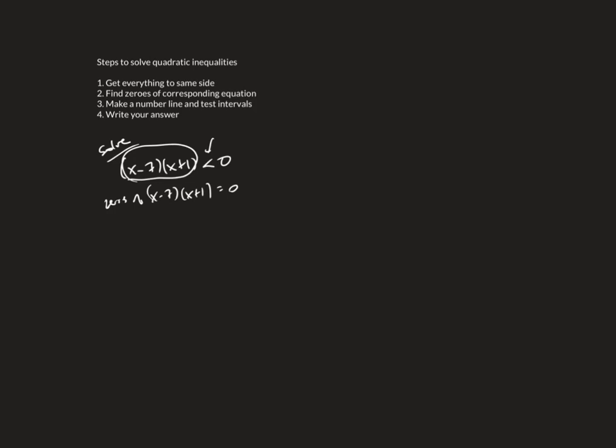So if we find where it equals 0, then we can figure out where it's positive and negative by doing some testing. So the zeros of x minus 7 times x plus 1 equals 0 are 7 and negative 1. And you know that because of the zero product property. So that's the second step. The third step is to make a number line.